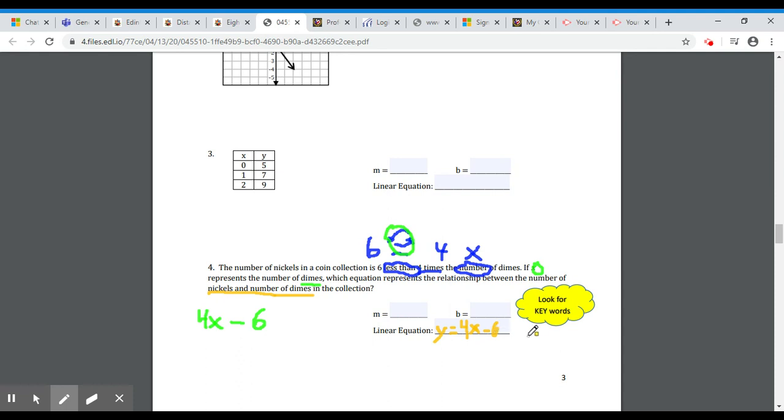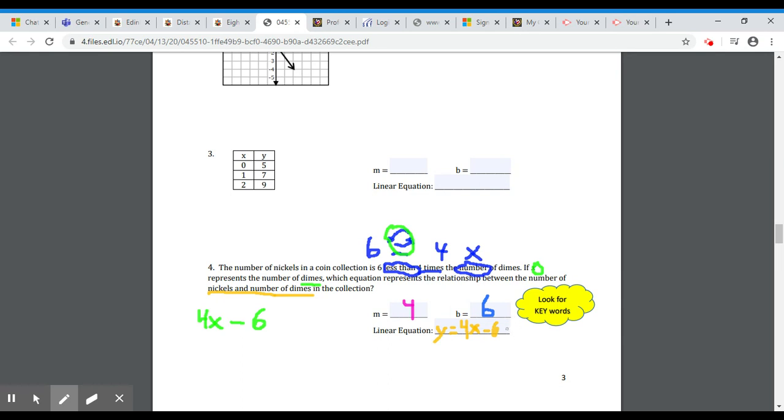And of course, if I go back to my slope intercept form, my m is going to be 4, because it's what's attached to my variable. And my b is going to be 6 because it's what's away from the variable. And that's my y-intercept.